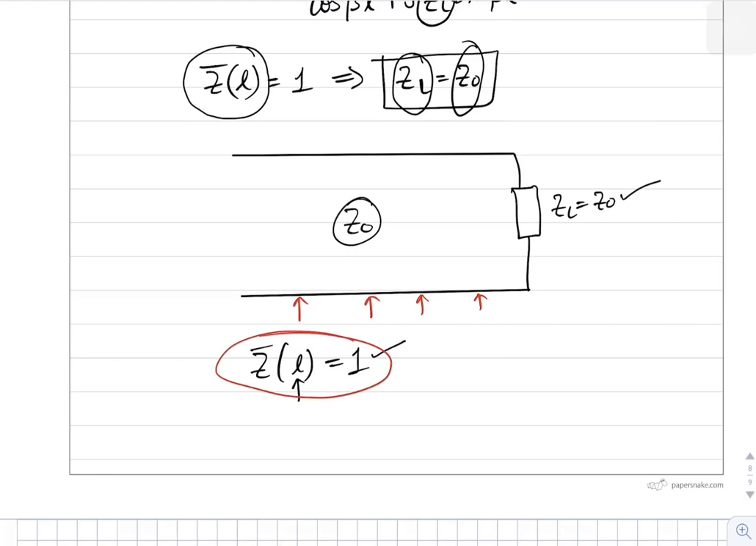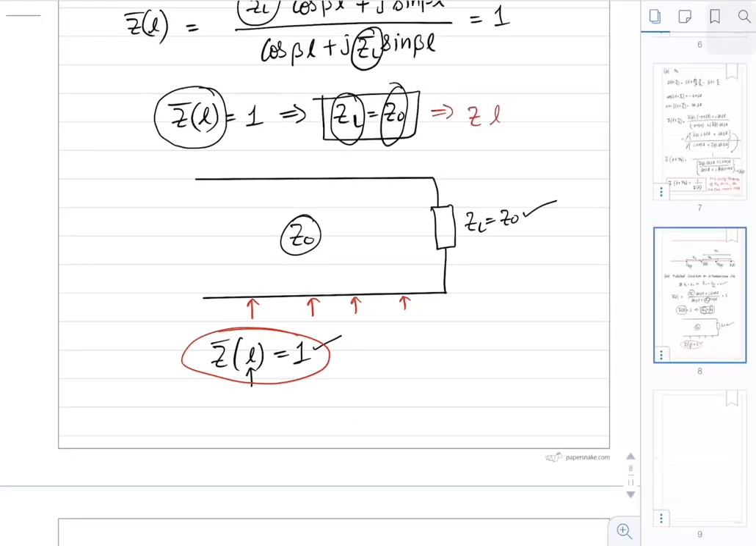Therefore, I can say, irrespective of the length of the transmission line, if the line is terminated with the characteristic impedance ZO, then the impedance at any point on the transmission line is equal to the characteristic impedance. This condition we call as matched condition on a transmission line. So I can write Z of L equal to ZO in this case.